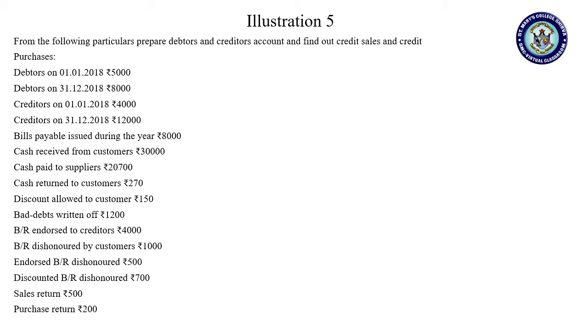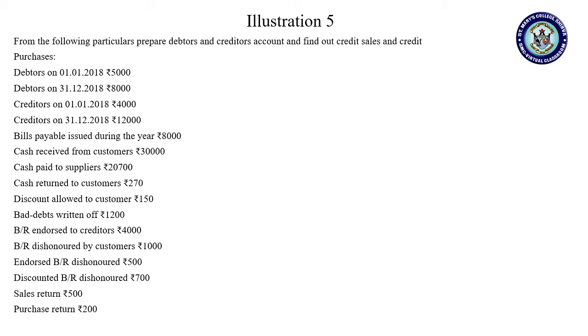Cash returned to customer. Customer means debtor. You are returning the cash back to the customer, so cash goes out. The debtor will be the receiver because you are returning the cash to the debtor. So debtor is the receiver means debit, and cash goes out means credit. So the journal entry is debtor's account debit to cash.